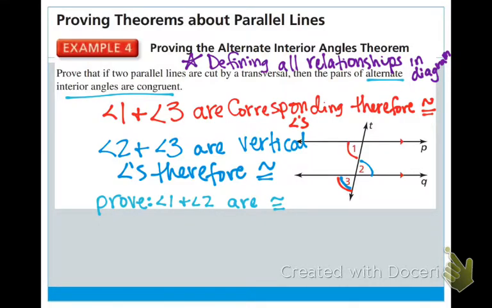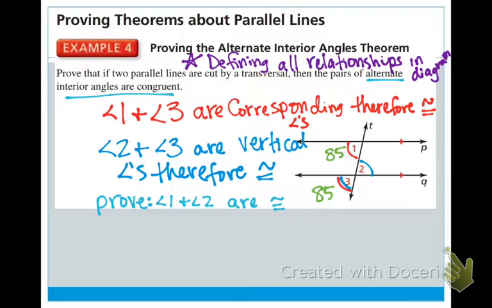Pick a number between 1 and 90. 90. That's not between 1 and 90. 85. Sure, 85. So we said angle 1 and angle 3 are corresponding, therefore are congruent. So if angle 1 was 85 degrees, what would angle 3 be? 85 degrees. Okay? We literally just listed that. Angle 1 and angle 3 are corresponding, therefore they're the same measure.